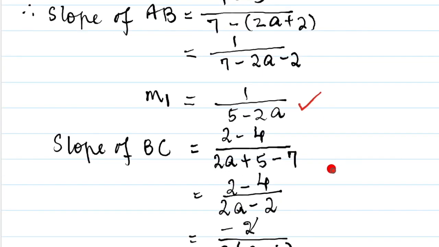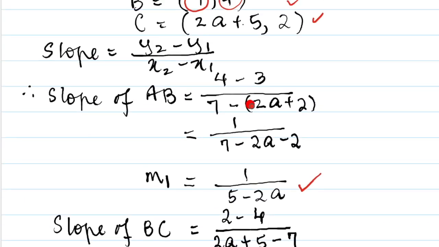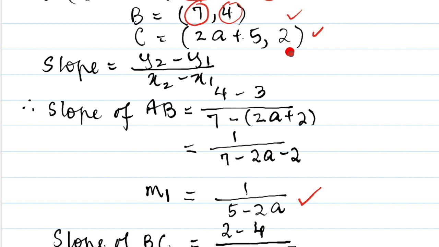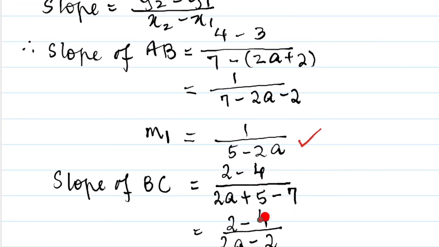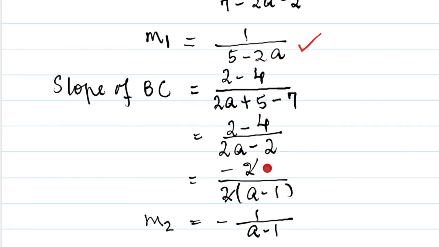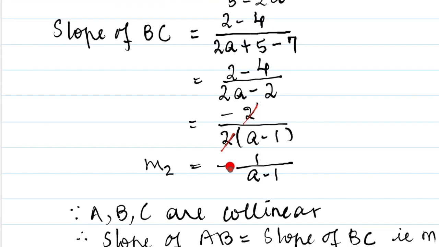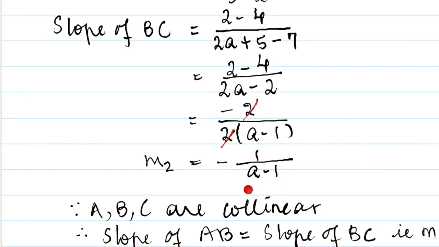Now slope of BC is going to be, for B, we will take this 2 minus this 4 and this 2a plus 5 minus 7. So I have written exactly the same way. 2 minus 4 gives us minus 2, and in the denominator it is 2a minus 2. I have taken out 2 common and cancelled this 2, so that it becomes minus 1 upon a minus 1. We'll call that as m2.